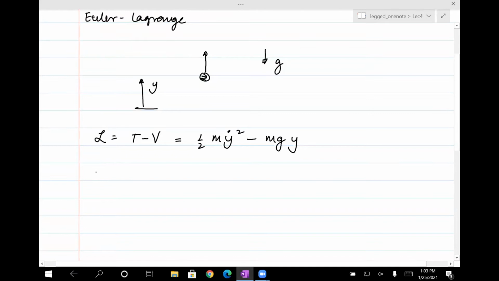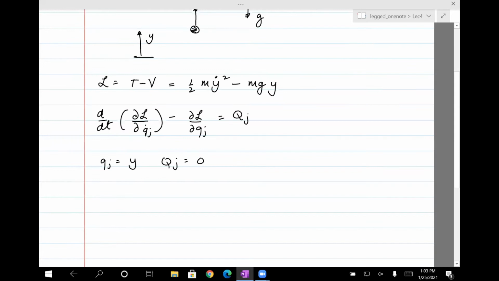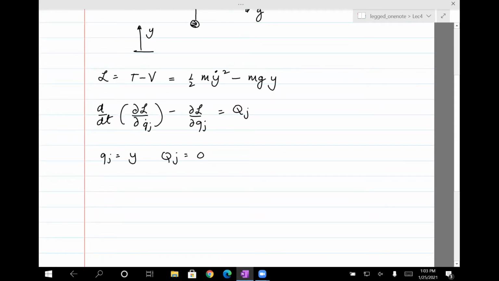Okay, so now the equations using Euler-Lagrange are d/dt of dL/dq dot minus dL/dq equals the net external force. In this case, q_j is simply y. Capital Q_j is 0 because there's no external force other than gravity, but gravity is factored in V. So what we need to do is d/dt of... well, let me just do these terms individually.